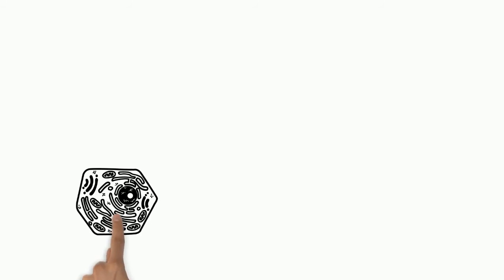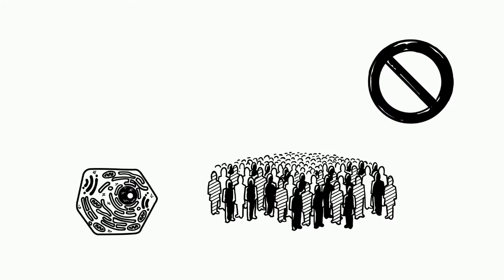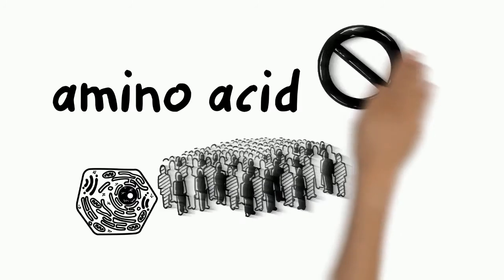When a mutation happens, the cell often repairs it. Other times, the mutation has no effect because there is more than one codon that codes for each amino acid. When this happens, we call that a silent mutation.